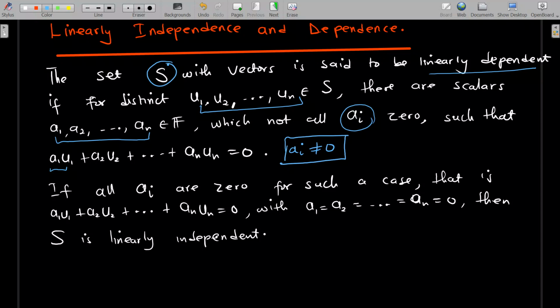Now, on the other hand, if all these a's are supposed to be zero, so that a1u1 plus a2u2 plus the rest all the way to anun is zero, and remember, the a's are numbers and the u's are vectors, then before you can get this condition, all of these must be zero, we say that S is linearly independent.